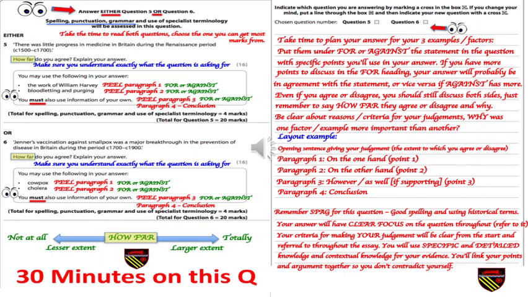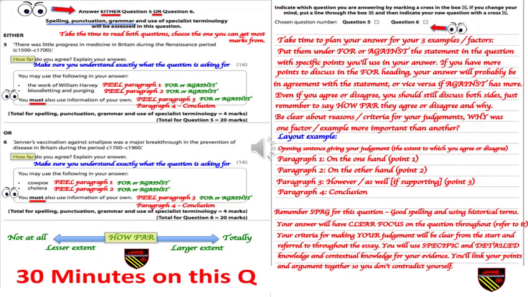So let's pull it apart. Look on the right hand side. Take time to plan your answer. Your 3 factors: you're given 2 in the bullet points, so try and include a 3rd. Put them under for or against the statement in question, with specific points you'll use in your answer. If you have more points in the for heading, your answer will probably be in agreement with the statement. Or if you have more points against the statement, then your judgment will probably be against the statement.